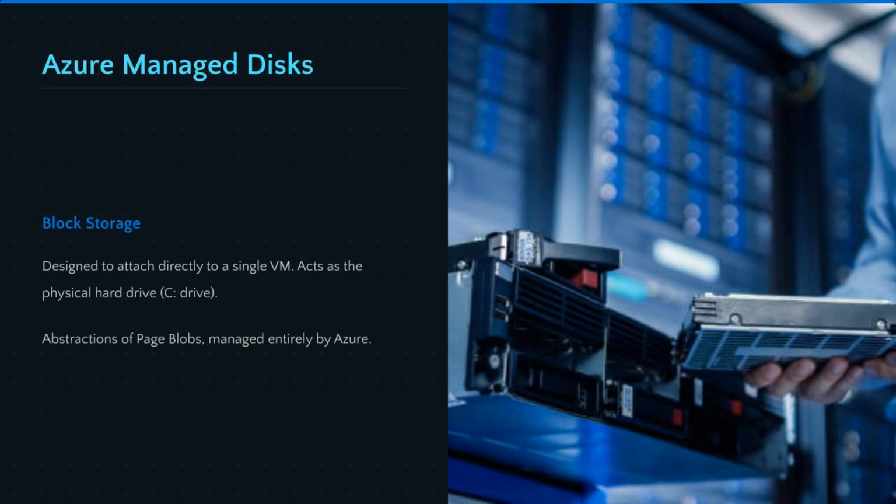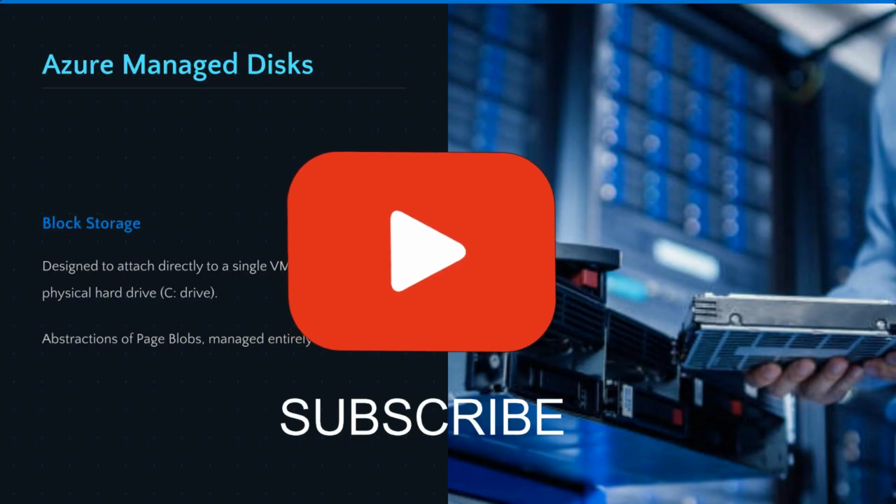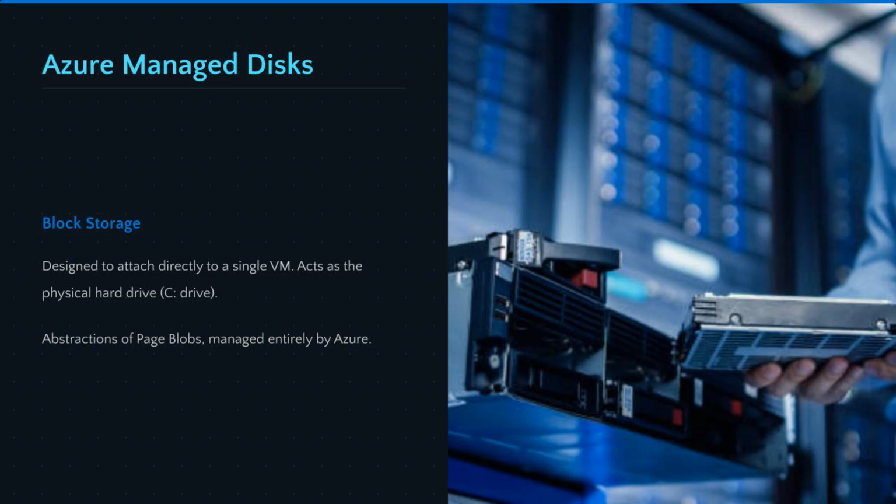The deep technical differentiation here lies in the tiers and the SLA. 1. Standard HDD, magnetic spinning platters. Good for dev/test or non-critical backups. Latency is variable. 2. Standard SSD, entry-level solid state. Better consistency than HDD, but IOPS are still relatively low. 3. Premium SSD, V1 and V2. This is the production standard. It delivers high throughput and low latency.